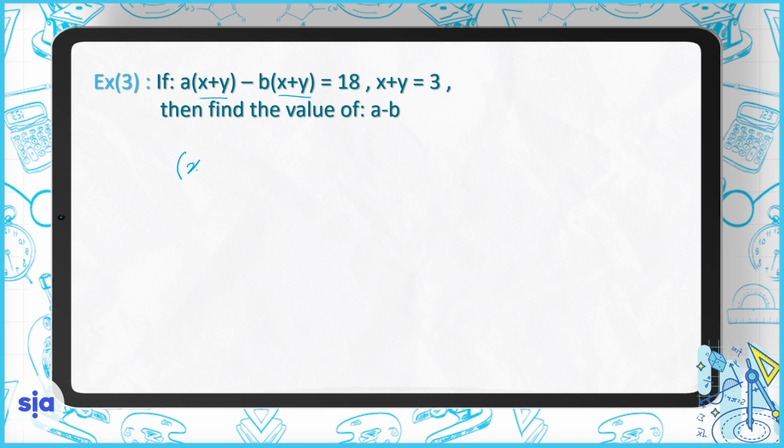So, to factorize, I will take the x plus y as the HCF, multiplied by the singles, a minus b, and this is equal to 18. As given that x plus y equals 3, so 3 times a minus b equals 18. The question here is asking for a minus b. So a minus b equals 18 over 3, which is equal to 6.